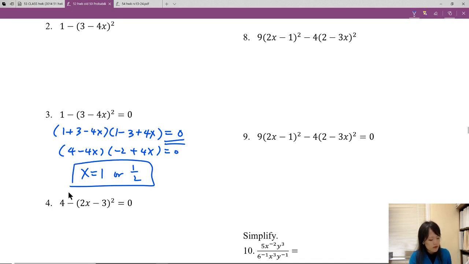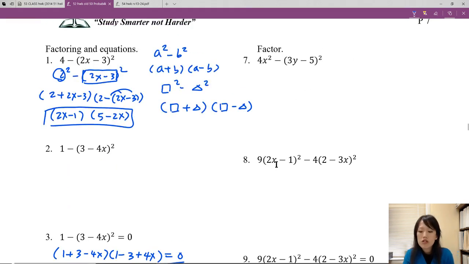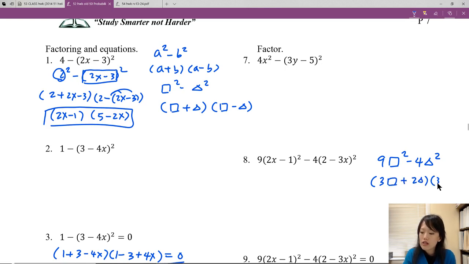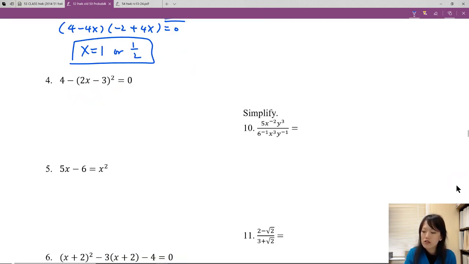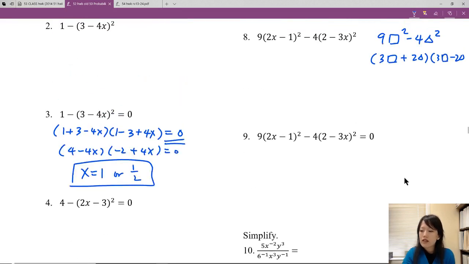Okay, any other problems on here? Number 8. Let's look at number 8. Number 8 here, this is what? You have to square root these. Remember, it's 9 of square like this minus 4 of triangle like that. That's 3 squares plus 2 triangles, right? And then 3 squares minus 2 triangles. Whoops. So don't forget to square root. So sometimes people then put the 9 in there. It's going to be what?